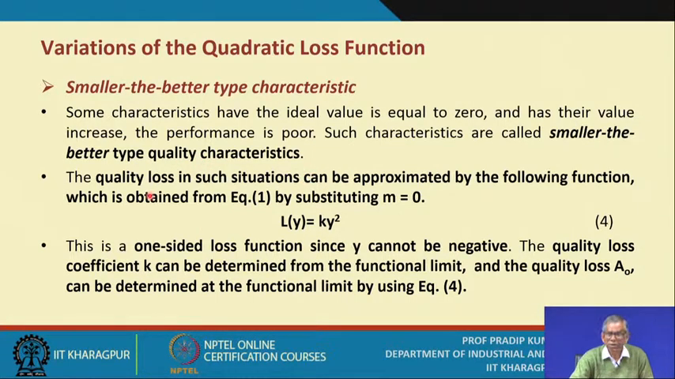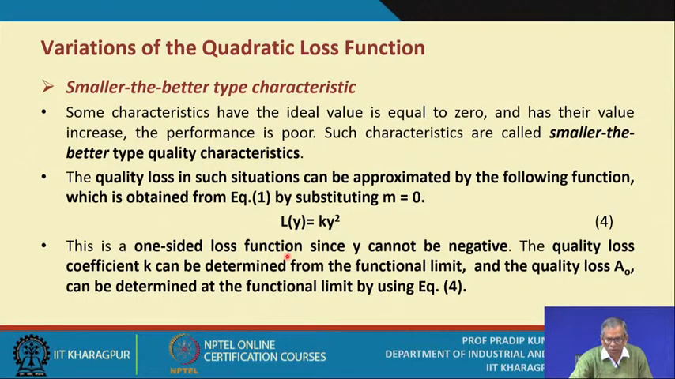Is it right? There are many examples. I have already mentioned those examples, so please refer to them for this type of quality characteristic. The quality loss in such situations can be approximated by the following function, which is obtained from equation 1. Again, refer to equation 1, and here your target value is 0. So hence this is L(y) equals k into y square. This is just an application of the previous case when m becomes 0.